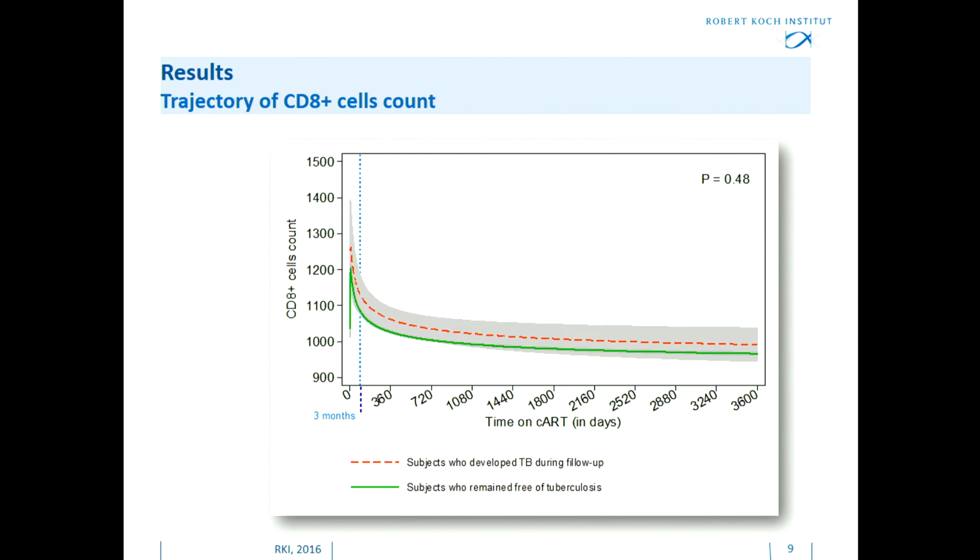When we look at the trajectory for CD8 cell counts, we didn't find any significant difference between them. As you see, the confidence intervals overlap between the two groups, and we don't think it could help to predict tuberculosis in HIV patients.